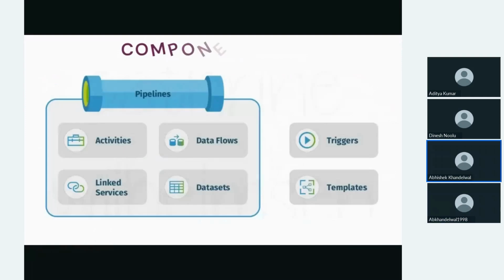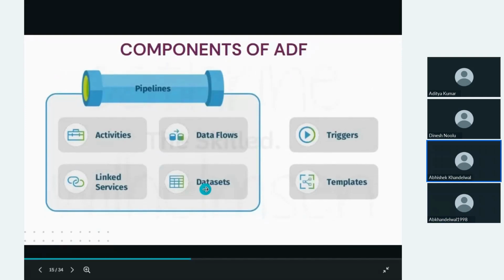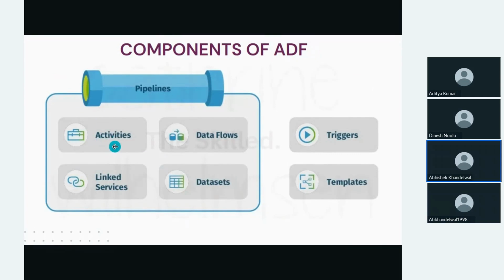So coming next to the components of ADF that we have just seen. In a pipeline, we club the activity, link service, dataset, and data flow. Then we have triggers, which are basically used to schedule these pipelines. Then we have templates.